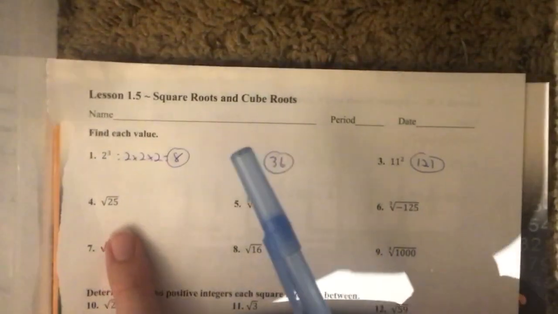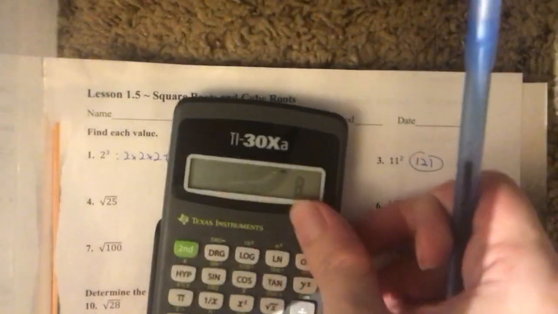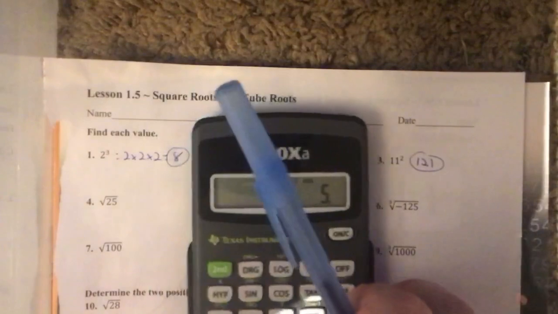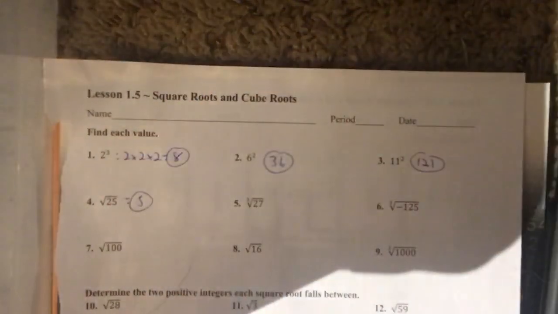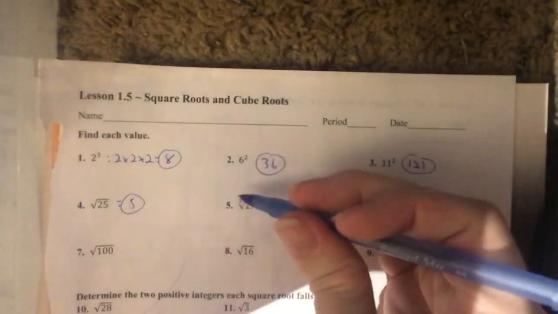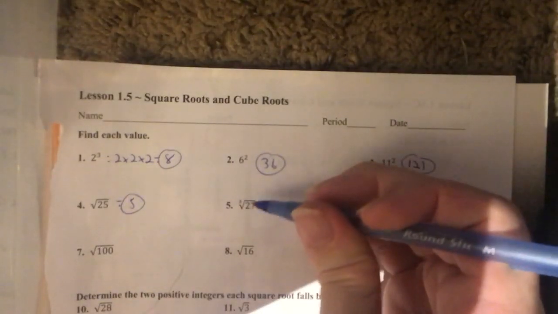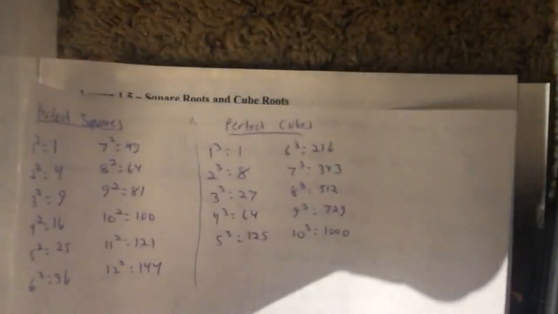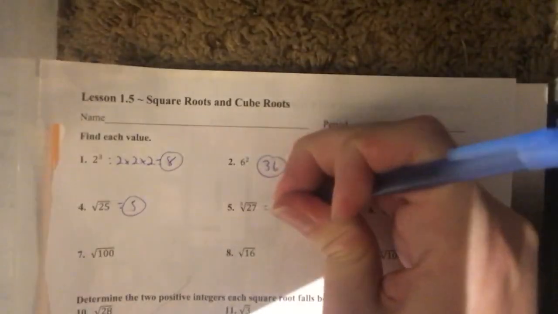Okay, the next part now, it says square root 25. So I type in 25, and then I hit the square root button, 5. It's saying what number times itself is 25? This is 5. Now I see the little 3. That means cubed root. What number times itself is 27? And that is one of mine. 27, that's 3 cubed, so it's 3.